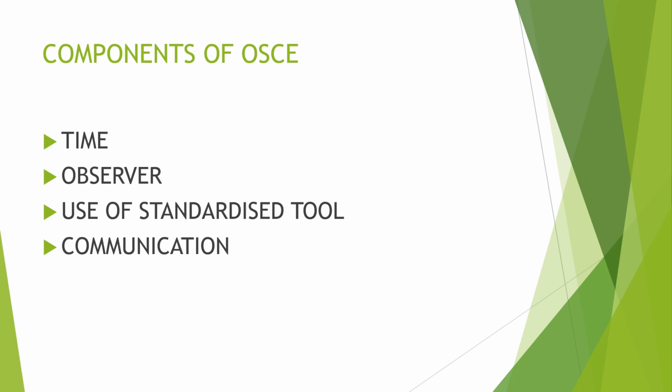And the next component is observation or observer. We have to observe whatever the students are doing and it has to be recorded. And the third component is use of a standardized tool. Usually we'll be using a standardized tool, and if it is a skill station, we'll be using a checklist.